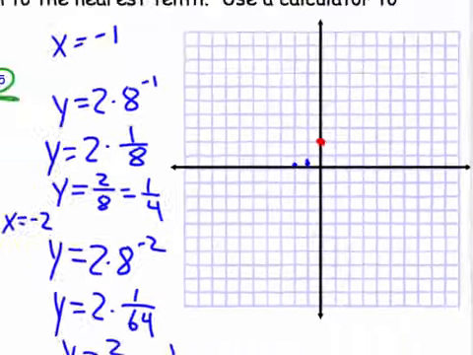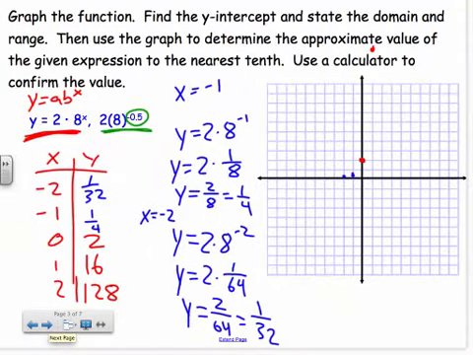So when I graph this, it's going to go on forever in the negative direction, but it won't cross or won't touch the x-axis there. And it's going to go up and up and up and up and up. And it's going to keep going. It's going to increase. Okay?